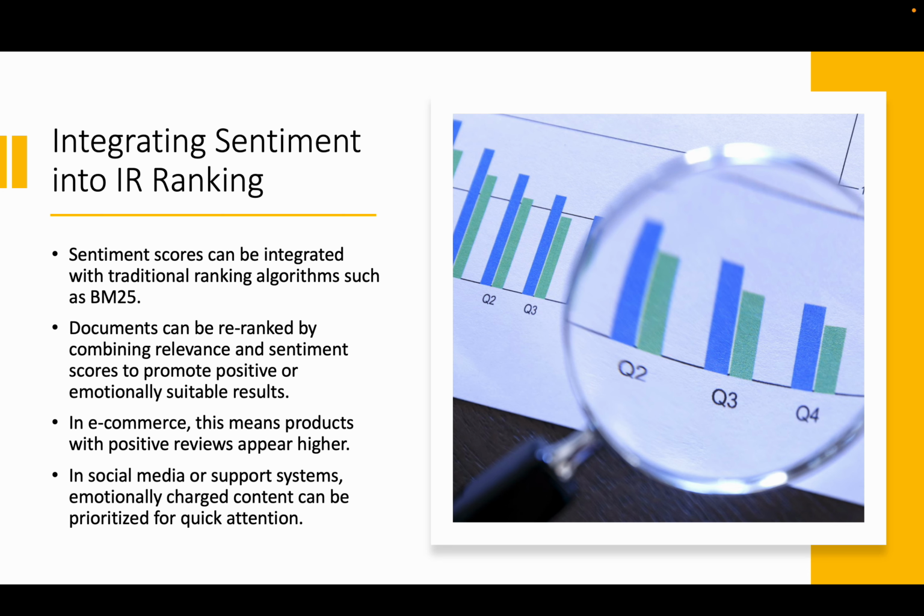Learning to rank algorithms such as LambdaMART or XGBoost Ranker can also be trained to learn the best combination of features automatically. In e-commerce, this means items with high positive sentiment rise to the top, while negatively reviewed products are ranked lower. In social media retrieval, emotionally strong posts, for instance those expressing joy or outrage, are often ranked higher because they capture our attention. By combining linguistic relevance with emotional resonance, IR systems become much closer to how humans naturally evaluate information.